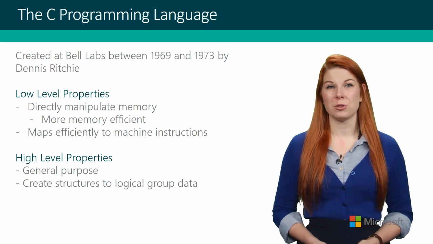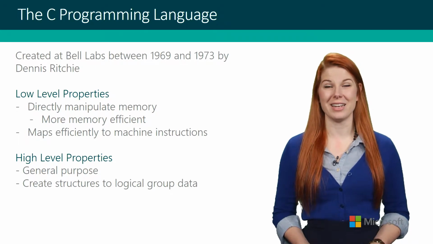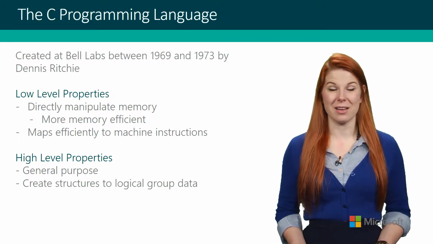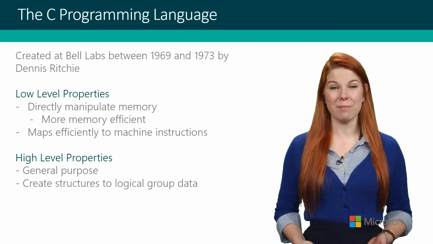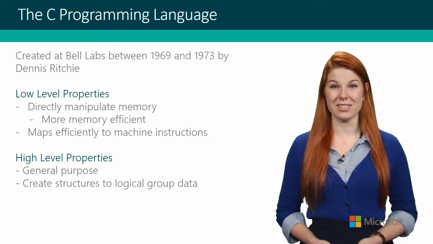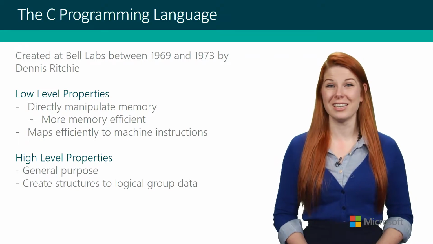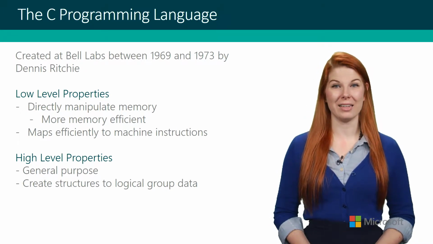The C programming language was developed at Bell Labs between 1969 and 1973 by Dennis Ritchie. It was created originally to rewrite the Unix operating system. So it had to be very close to the hardware, but a lot of people were going to use it for a lot of different devices, and that is what caused it to be one of the most popular programming languages still in use today. C has both low-level and high-level properties.